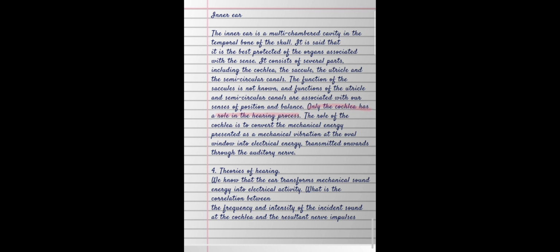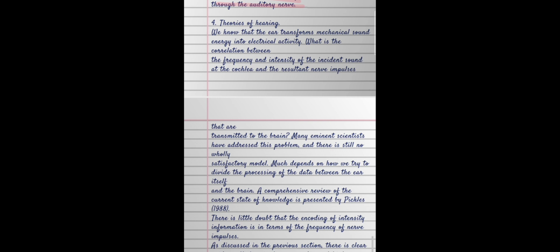The role of the cochlea is to convert the mechanical energy presented as a mechanical vibration at the oval window into electrical energy that is transmitted onwards through the auditory nerve. Let's understand the theory of hearing. We know that the ear converts mechanical sound energy into electrical activity. What is the correlation between the frequencies and the intensities of the incident sound at the cochlea and the resultant nerve impulses that are transmitted to the brain?